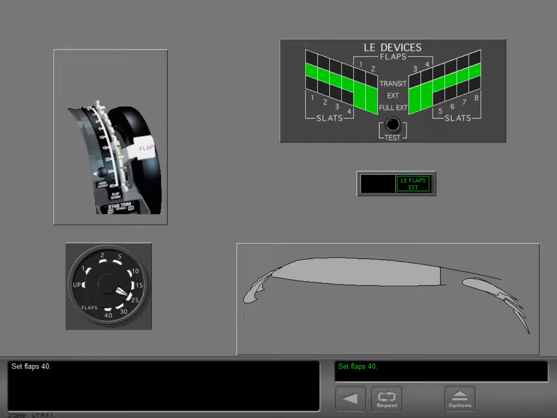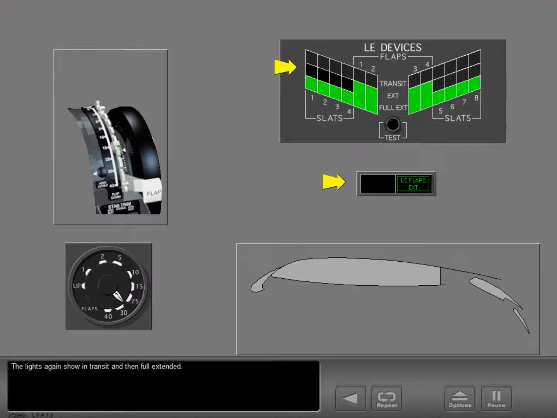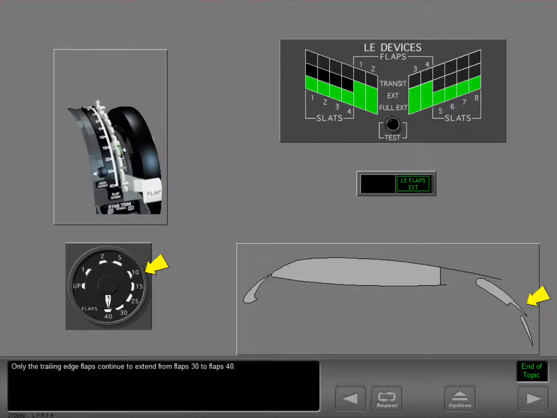Set flaps 40. When the trailing edge flaps move past flaps 25, the slats move to the full extend position. The lights again show in transit and then full extended. Only the trailing edge flaps continue to extend from flaps 30 to flaps 40.